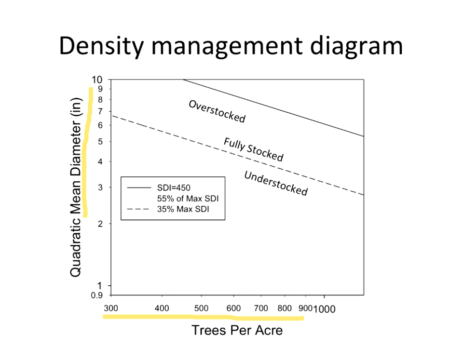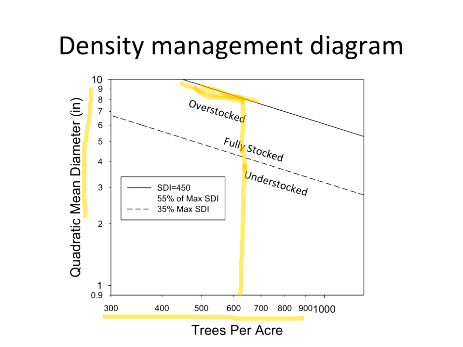Basically, as stands are planted at a particular density and then grow, they'll move up this diagram as they develop. Without mortality, trees per acre stays the same, but average tree size will increase. Those stands will continue developing until they reach this line. This first dashed line is 35% of maximum stand density. There's some maximum density at which mortality will occur and stands will start self-thinning.